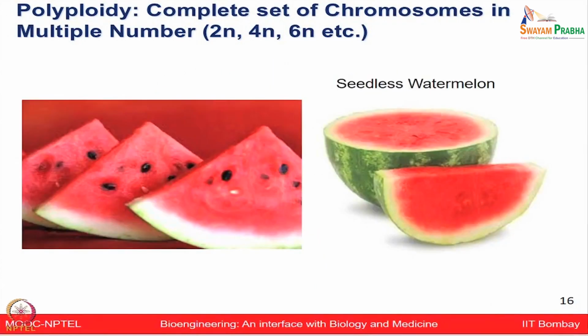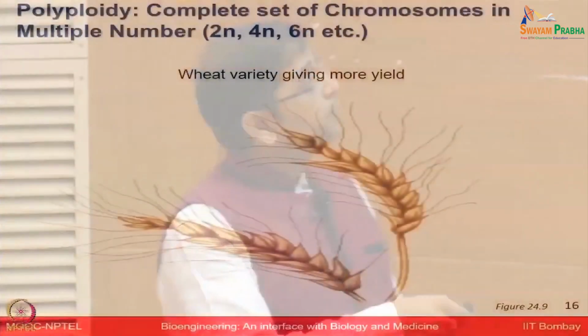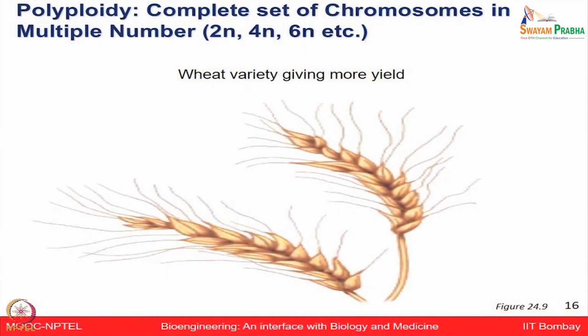Look at this particular watermelon. I'm sure you would love to eat watermelon without seeds, right? Seedless watermelon. And those are actually polyploids. Those have an extra set of chromosomes, and sometimes those result in some beneficial properties in plants. For example, many of the high yielding wheat varieties are hexaploid wheats. So it's not always that if you have some extra chromosomes, those are going to have problems. In this case, it is much more advantageous.